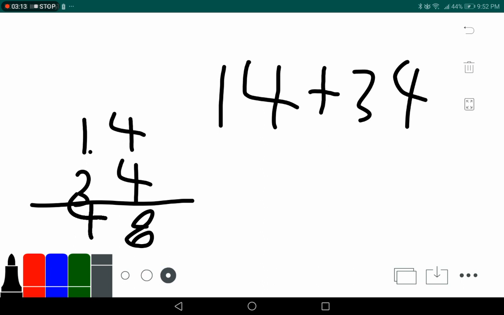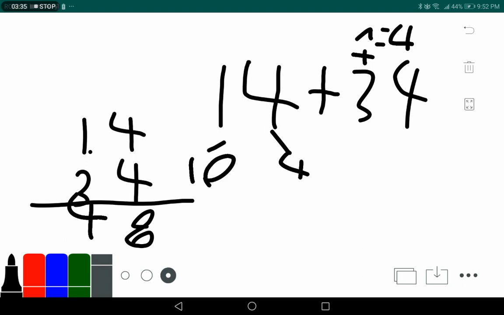Or you could do this. 14 is divided into 10 and 4. 10 plus 34 equals, anything plus 10 is just you make this number bigger. You add it by 1. So that becomes 4. And then 34 plus 10 equals 44. So you just add 1 to the tens digit and it becomes the bigger number, 44.